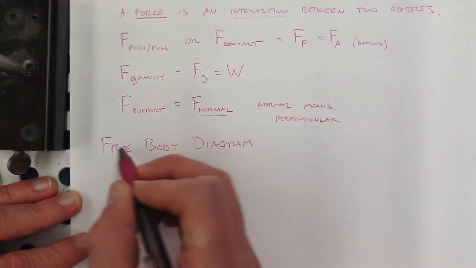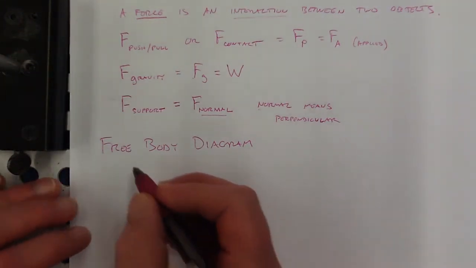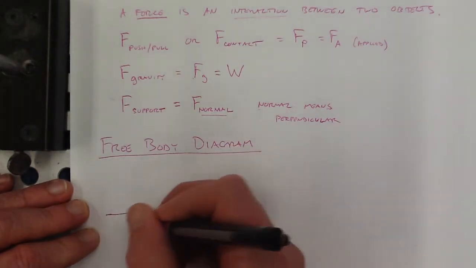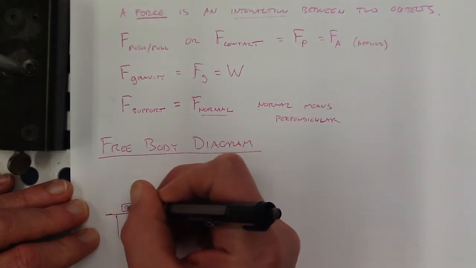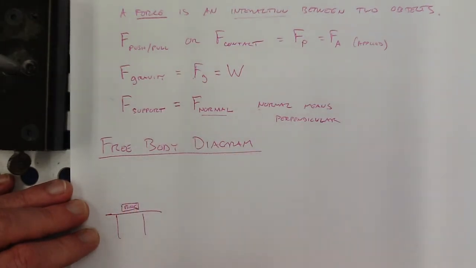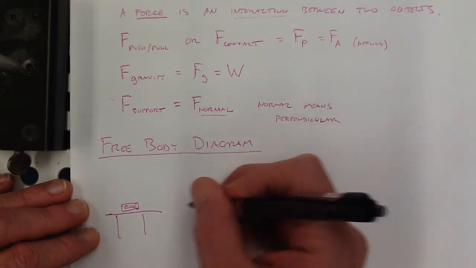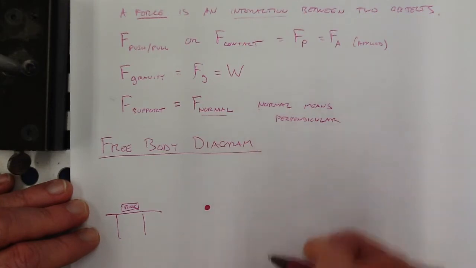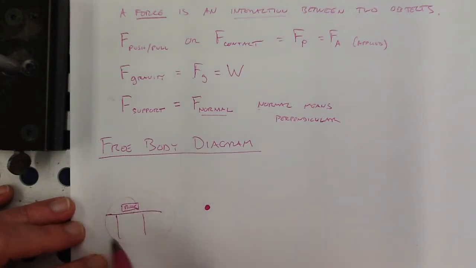And the freedom is that we have liberated the body from its context and we're only talking about that object. So, for example, we have a table and we have a book that's sitting on that table. If we're going to make a free body diagram, then I represent the book with a dot, liberating the book from its confines and context here.